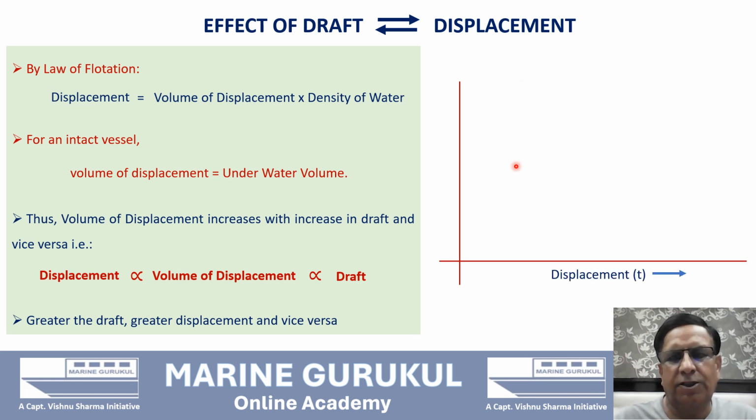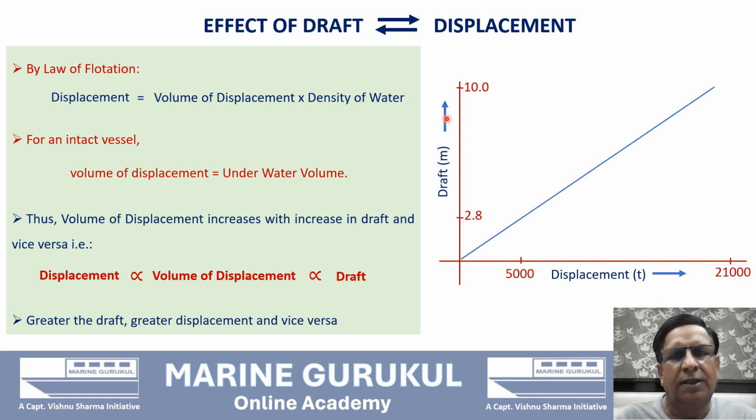You have the displacement on the x-axis in tons, you have the draft in meters on the y-axis, and as the draft increases, the displacement increases. These values on the x-axis and draft are typically for MV Hinship, but this is how the displacement of more or less every ship would change with the change in draft.